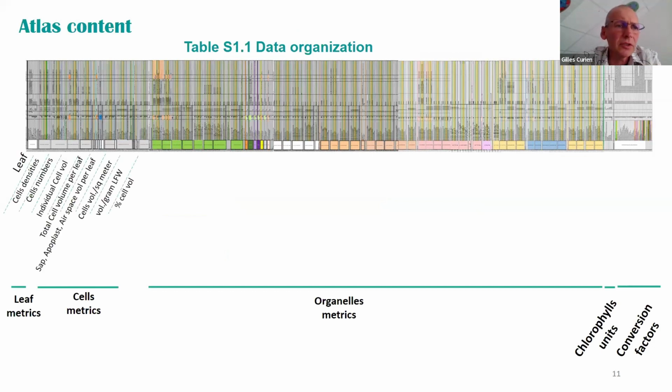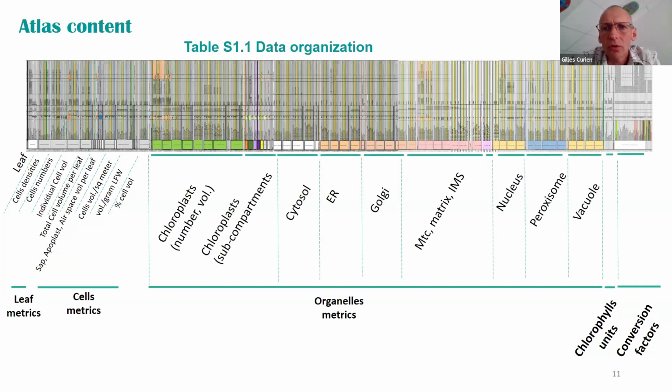So if we go into more detail, you have the leaf, cell density, cell numbers, individual cell volume, total cell volume per leaf, information on the sap, apoplast, airspace volume, etc., and different units. For the organelles, you have all the organelles of the leaf, of the cell, in all kinds of cells. So you have color codes for the different cells, and the legend, you will find it in the table S110.